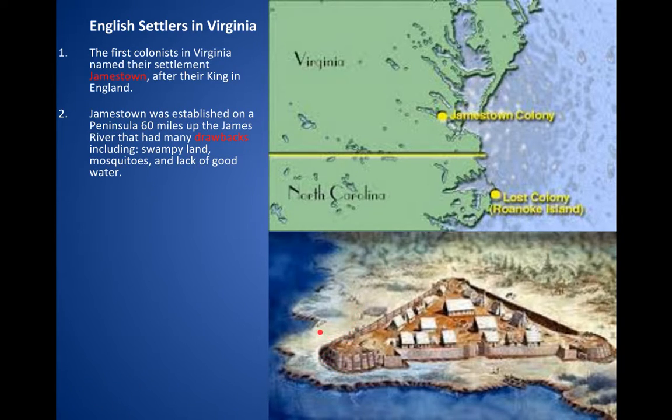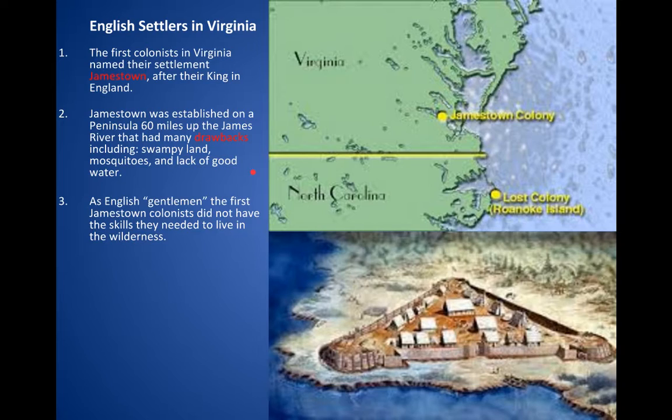Also, another good thing about living on this peninsula 60 miles up the James River was that they could trade with Native Americans easily. You can see it's right on the water here. So it was an easy water route right next to the colony, so they could trade with Native Americans. So those were some good things, but along with those good things come bad things like swampy land, mosquitoes, and a lack of good water. So these were the drawbacks here. This is bullet point number 2, drawbacks of living in Jamestown.